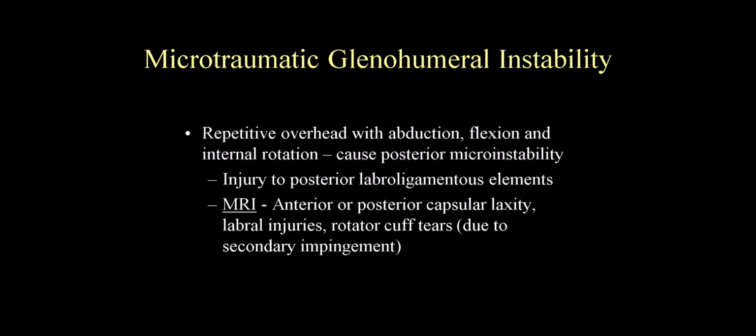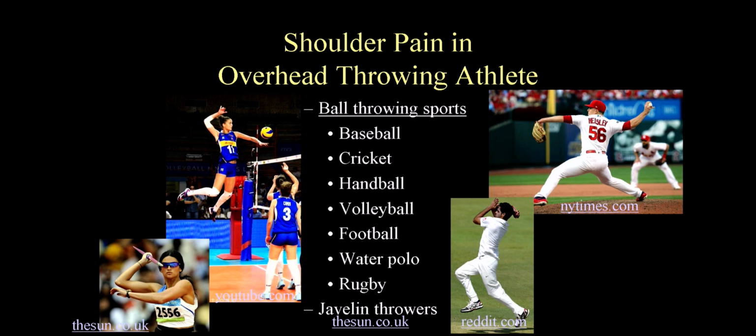With this, we want to look really carefully at all the labral ligamentous structures, especially posteriorly. In MRI, we're going to look at the joint capsule itself, the labrum, of course, because that's our focus of this talk, but also you can have rotator cuff tears, which will be covered as well. Looking at shoulder pain in the throwing athlete, this is really the most common offender. In the US, baseball is very common. If you go over to Europe, especially UK and India, they love cricket.